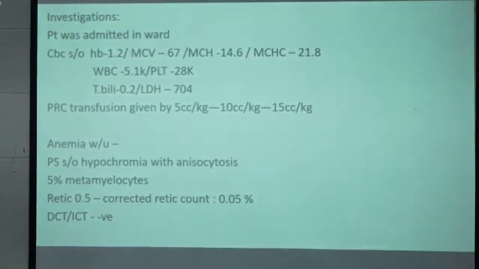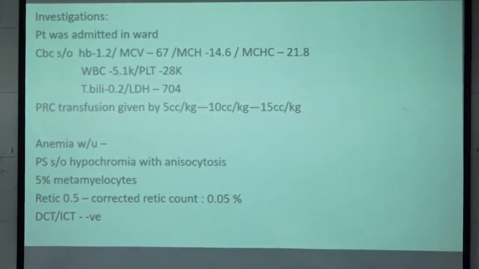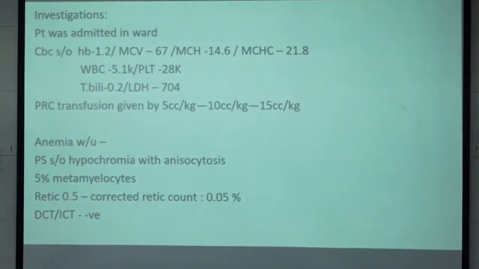So we worked up the child. Speak in the mic properly. Sir, the investigation on presentation: the Hb on presentation was 1.2 with MCV of 67, MCH of 14.6, MCHC of 21.8, WBC count of 5.1 K and platelets of 28,000. So we gave 3 PRC transfusions for Hb of 1.2.